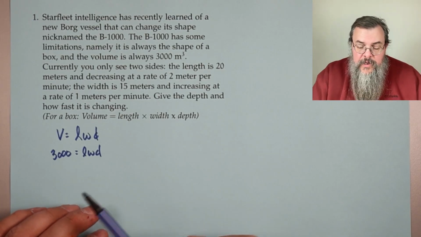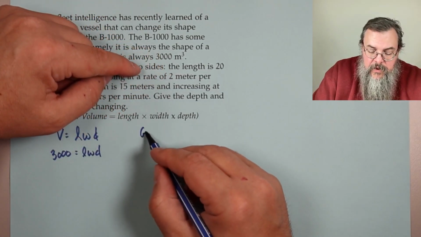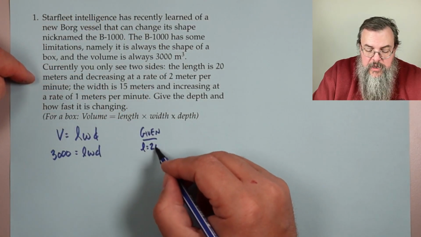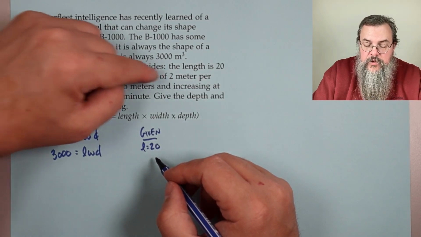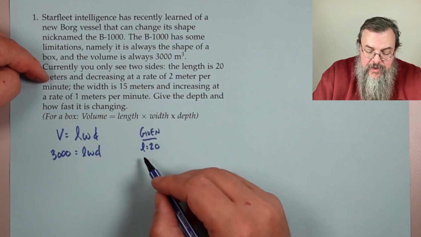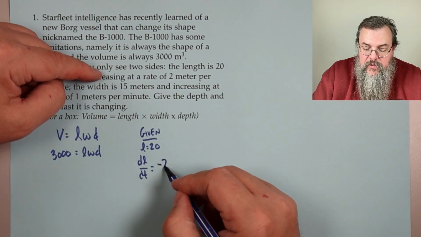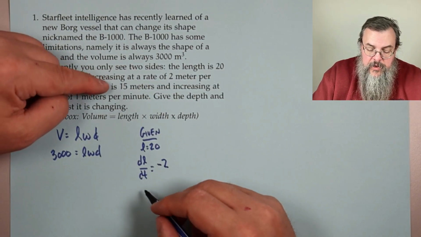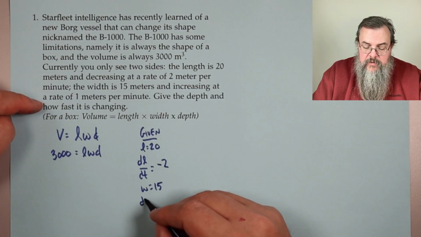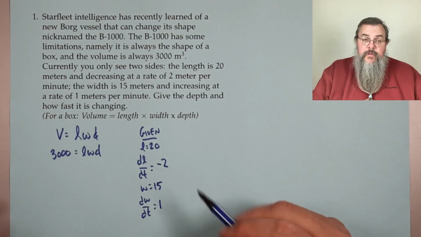What else do we have? Well, we have some information. So let's write down what we know. We're given the following. We're told length is 20, so L equals 20, and it's decreasing at a rate of 2 meters per minute. So it's a rate. Rate is a fancy word for derivative. So that says dL/dt. Decreasing means going down, so minus 2. Width, W, is 15. And it's increasing, so that's a positive, at 1 meter per minute. So that's 1. All right, so that's what we're given.